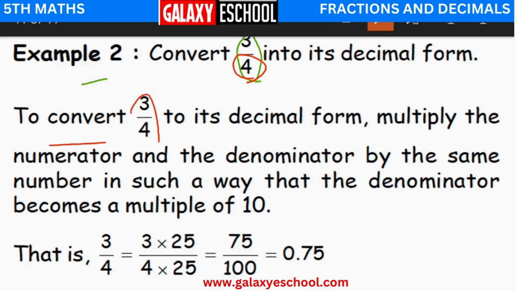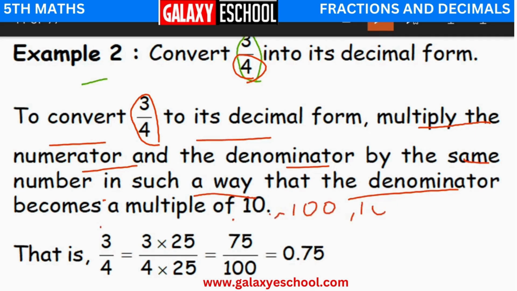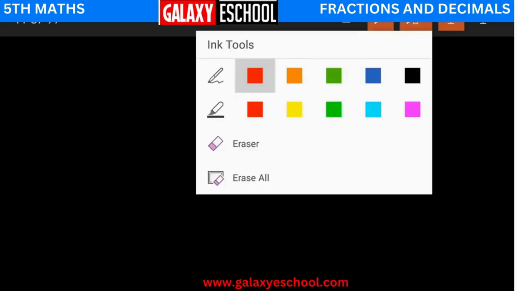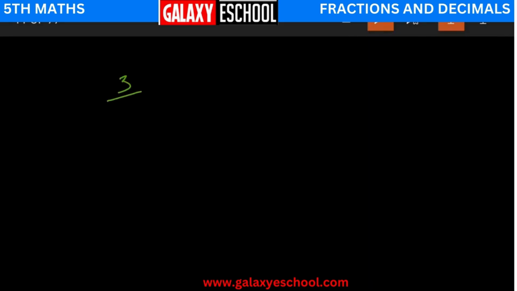To convert this 3 by 4 to the decimal form, we need to multiply the numerator and denominator by the same number in such a way that the denominator becomes a multiple of 10. That means the denominator becomes 10, 100, 1000 or so on. So we need to find the equivalent fraction, children.